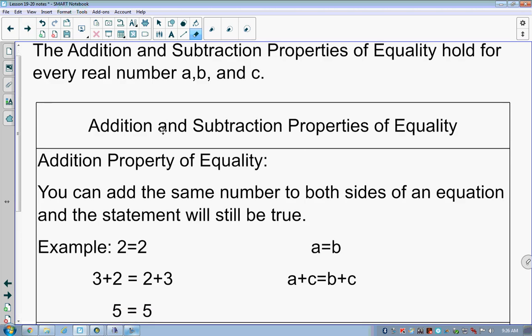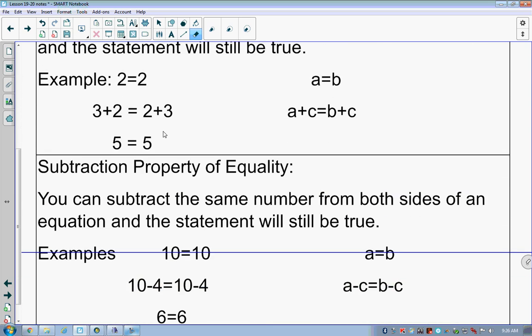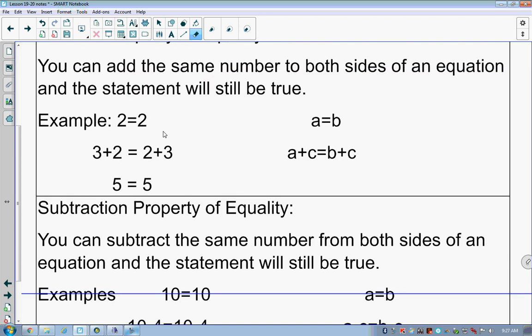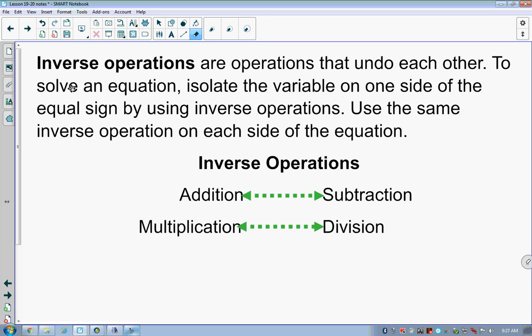So this is just an example of the addition and subtraction properties of equality: they hold for every real number a, b, and c. Here we see the addition property of equality. I don't know that these examples are any better than the ones that I just gave you. You see subtraction, okay? And we'd also see, and I don't guess that they deal with it today, or at least they don't put it in the table, and I don't know why they don't put it in the table, but inverse operations.